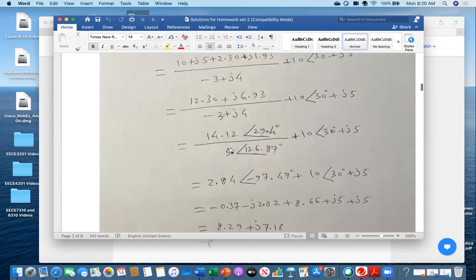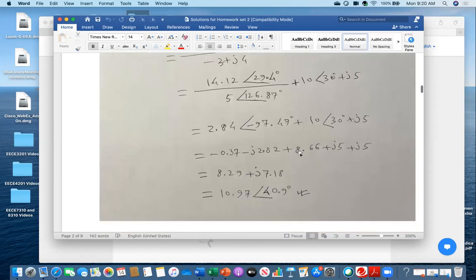Now I can operate. I just divide this one, 2.84. This angle will go in the numerator, that will be subtracted. Then minus 97.47 plus this one plus J5. Then in the next line, because I have to sum up, I converted this one into rectangular, plus J5. And then just calculate. I got this one, and from here, this is the final result, 10.97 angle 40.9 degrees. This will be the correct result. So did you all get this number?